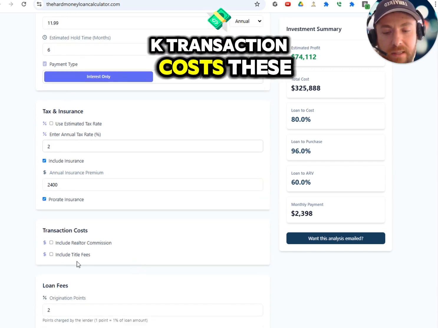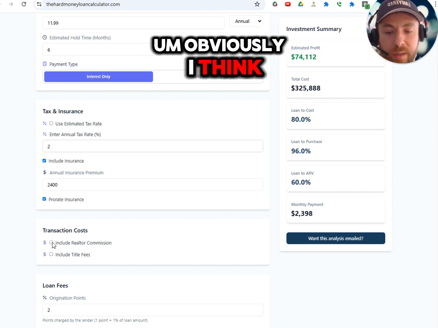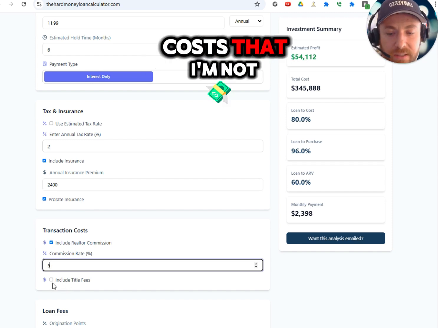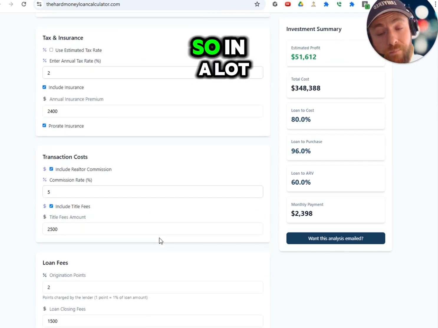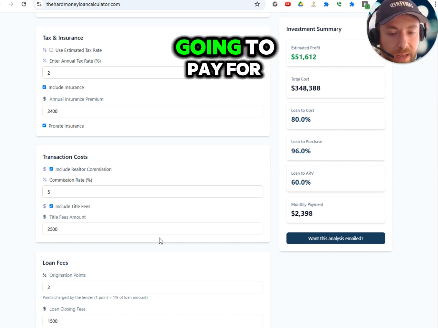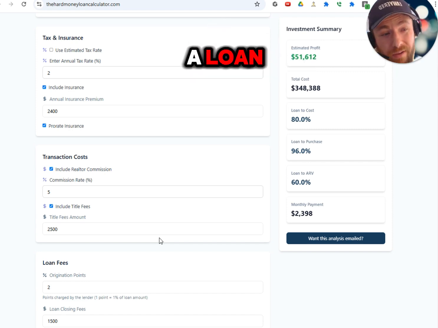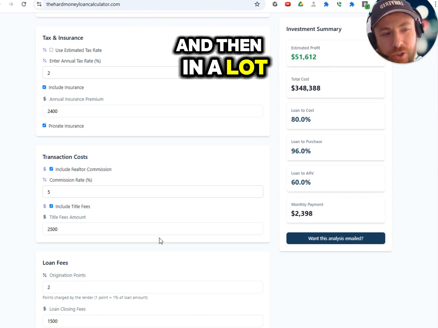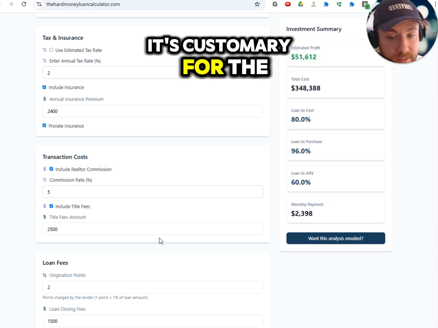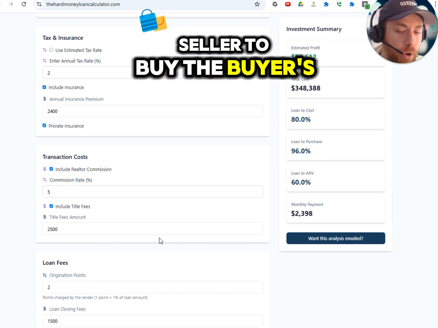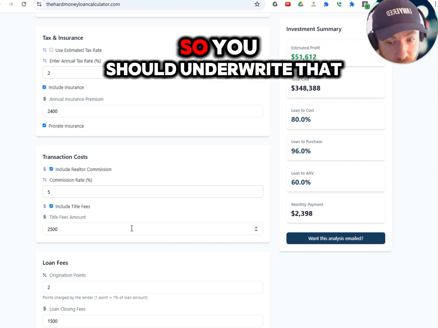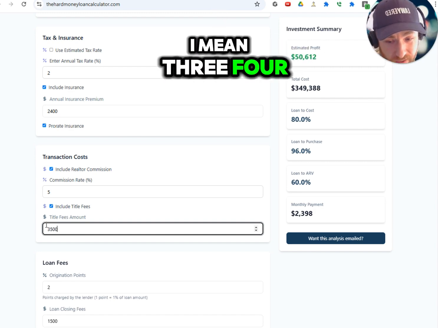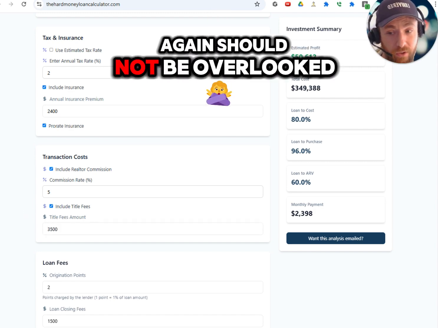Okay, transaction costs. I think most people, if you're going to use a realtor, you understand that you're going to pay that realtor, but a lot of costs that I'm not seeing underwritten are title fees. So in a lot of cases, you are going to pay for a title policy. If you're getting a loan, you're going to pay for an owner's policy and a lender policy when you buy the property. And then in a lot of jurisdictions, it's customary for the seller to buy the buyer's owner's policy. So you should underwrite that. Depending on the value of the property, I mean, $3,000, $4,000, $5,000. That again should not be overlooked.